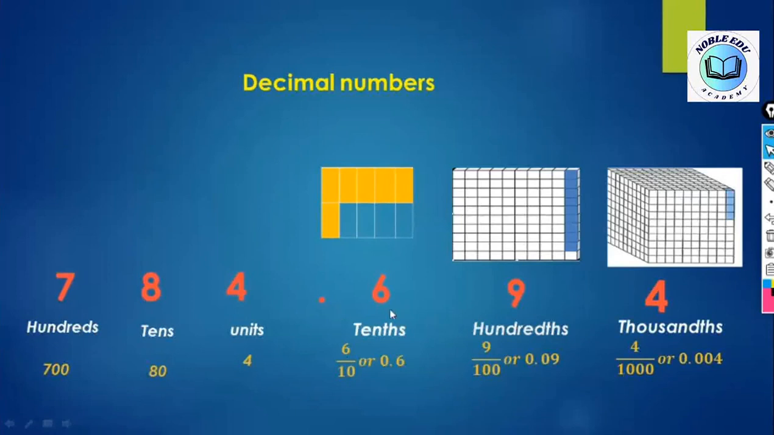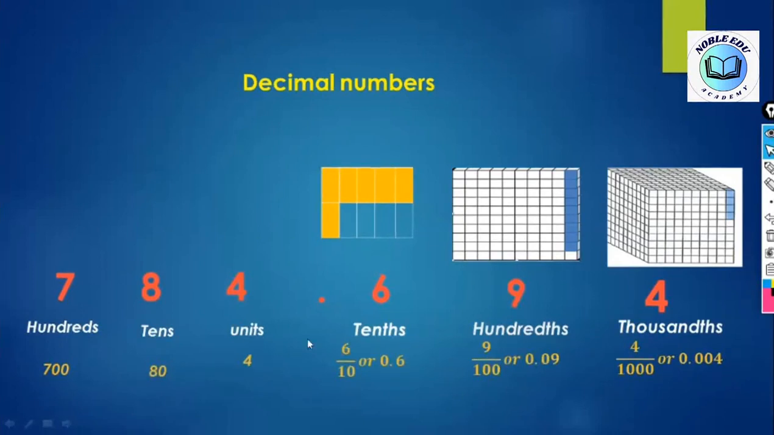If I have a number in tenths, 6 over 10 means 0.6. 9 in hundredths, 9 over 100, or you can say 0.09, the value. And what about the value of 4? 0.004. Now I want to read the number.